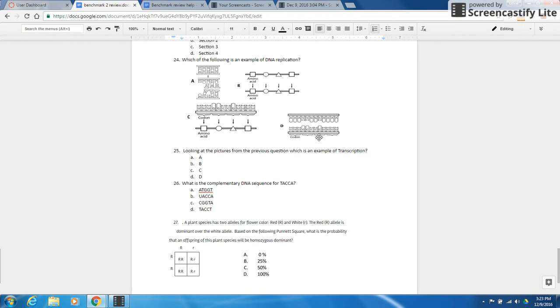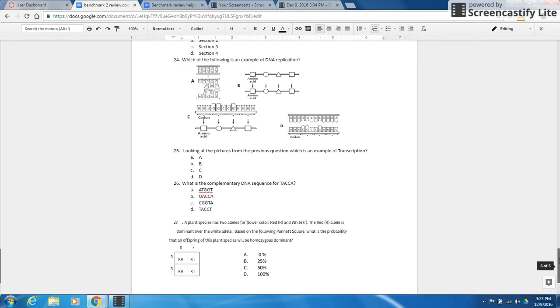Okay, looking at 26. What's the complementary strand to TACC? So that's simply what we've been doing all week. T to A, A to T, C to G, G to C. Okay, so in that case, 26 has to be A, and there's no other option to it.